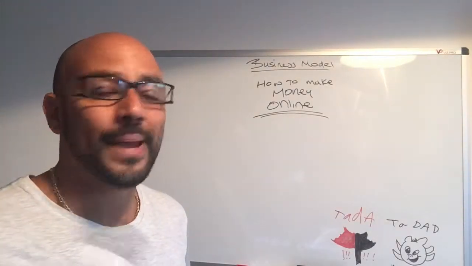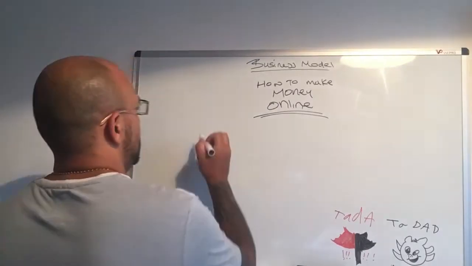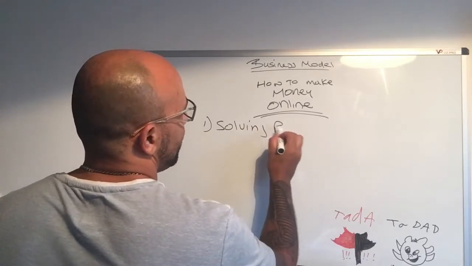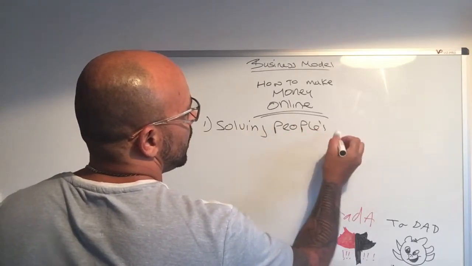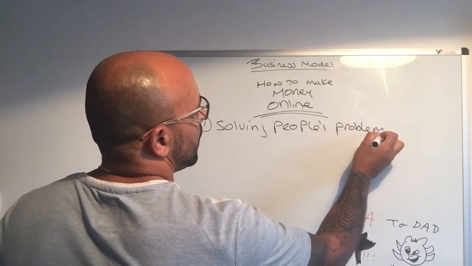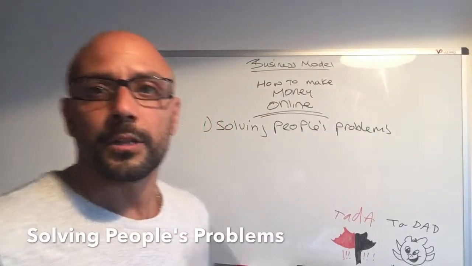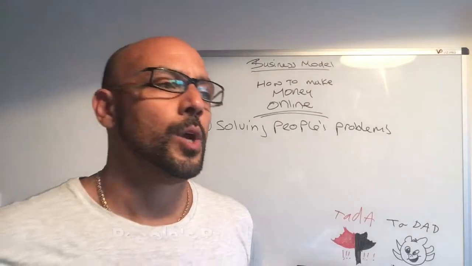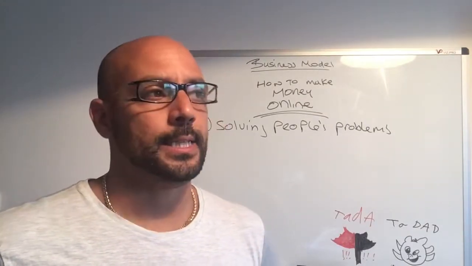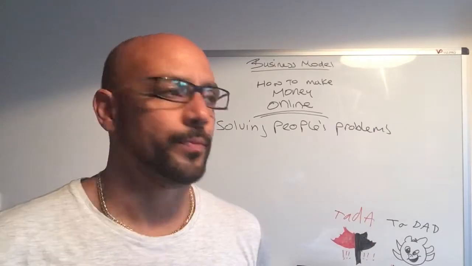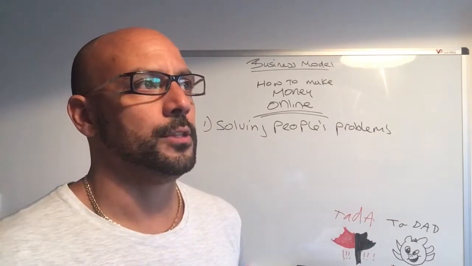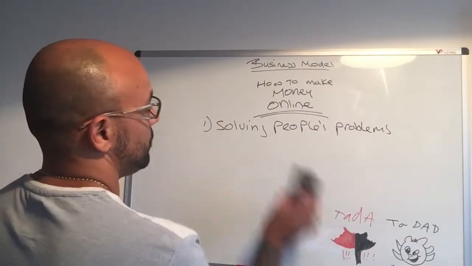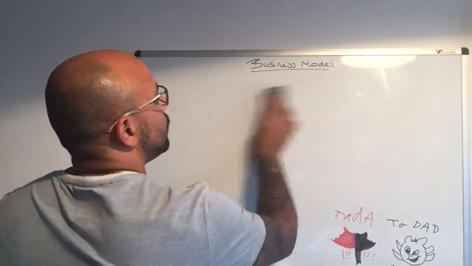the way you can make money online is by solving people's problems. Okay, now when you solve people's problems, what you tend to find is that people start to follow you a bit more. So say for instance, people want to find out how to do Facebook advertising. So by solving people's problems, let's just write this up here.